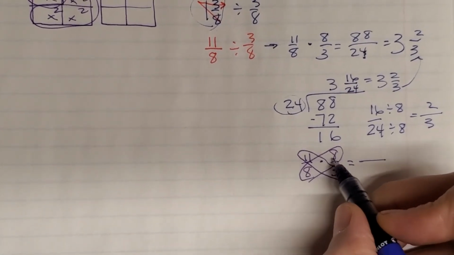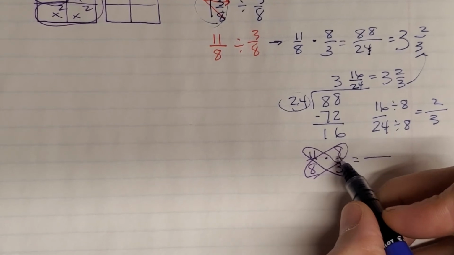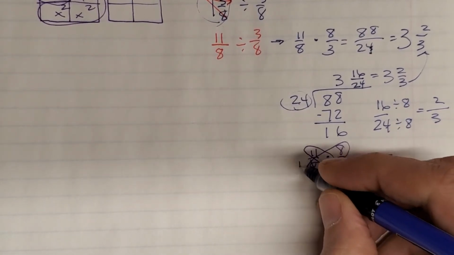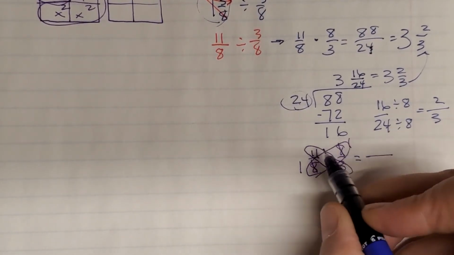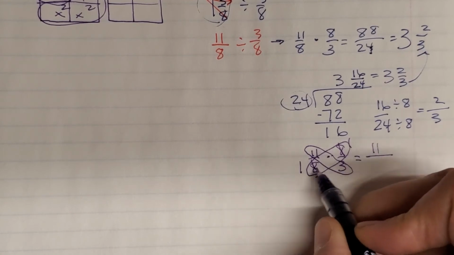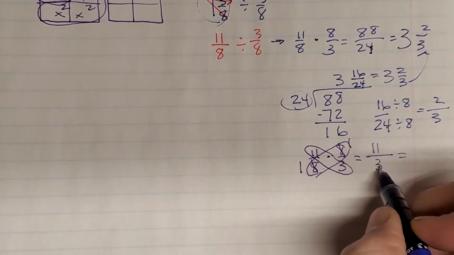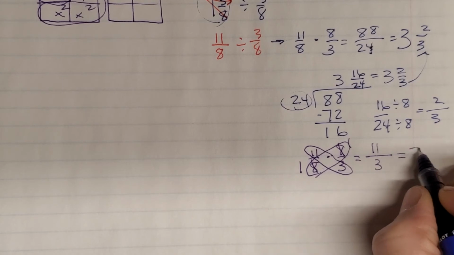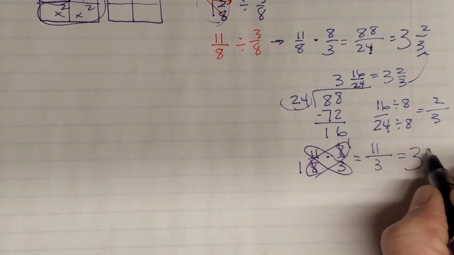How about 8 though? Does 8 and 8 share a factor? 8, right? So 8 divided by 8 is 1. 8 divided by 8 is 1. 11 times 1 is 11. 1 times 3 is 3. 3 goes in there exactly 3 times, which would be 9. 11 minus 9 is 2.